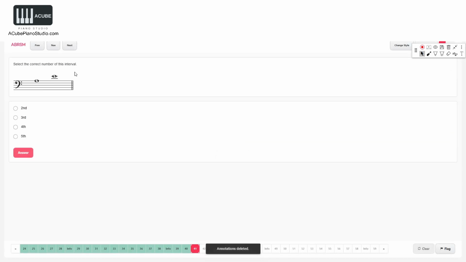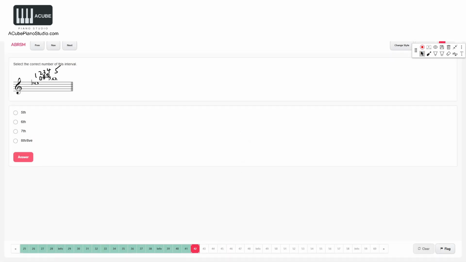Okay, next, the correct interval for this. So we start from A, then we go up: B, C, D, then E. This is 1, 2, 3, 4, 5. It's the 5th. Next, from here to here, G flat, E flat to B flat. E, 1, 2, 3, 4, 5. It's a 5th.